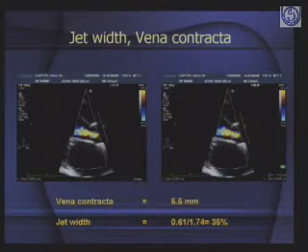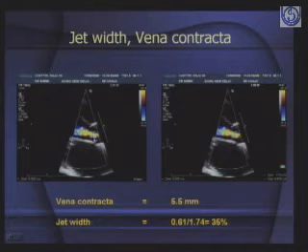Assessment of severity is most important. The patient is asymptomatic, you are seeing a jet of blood, and you will definitely want to know how much aortic regurgitation this is. The first and most important thing, look at the vena contracta. This is where you will look at the vena contracta.